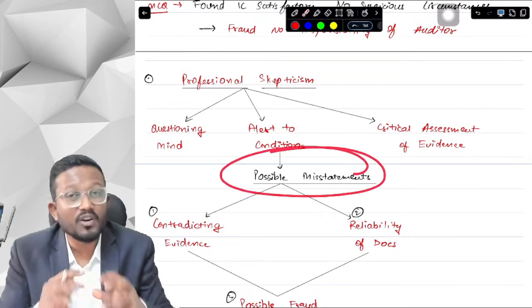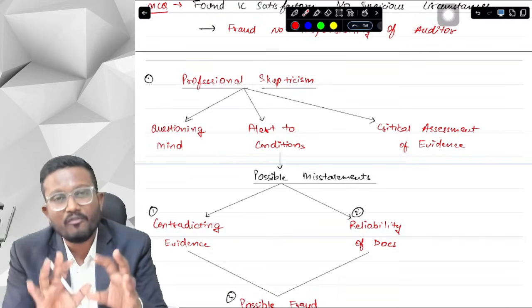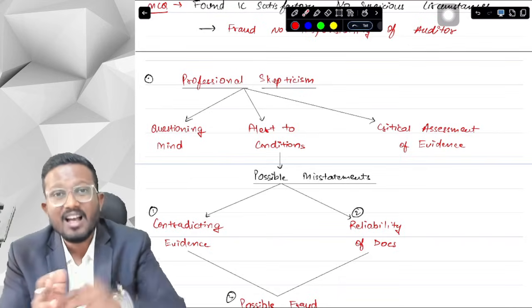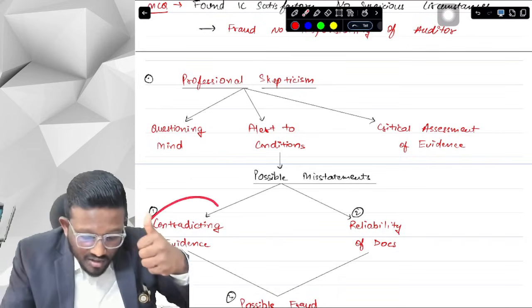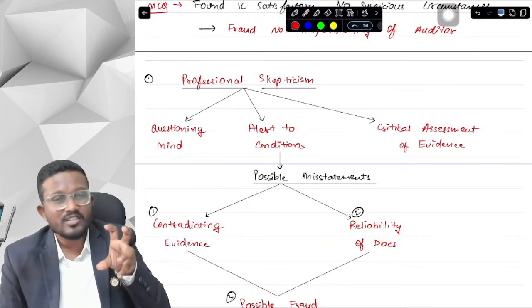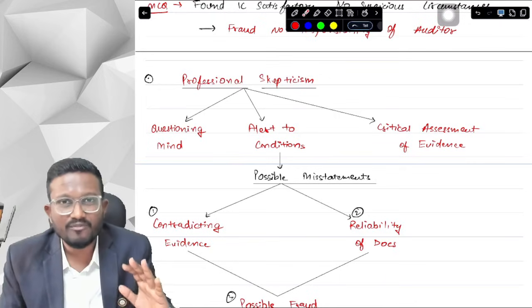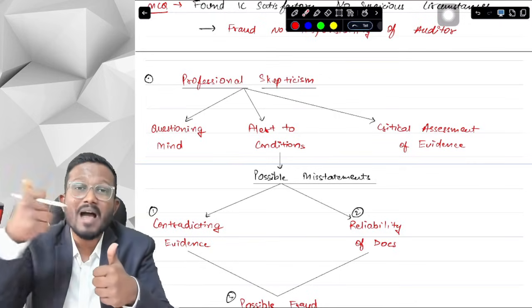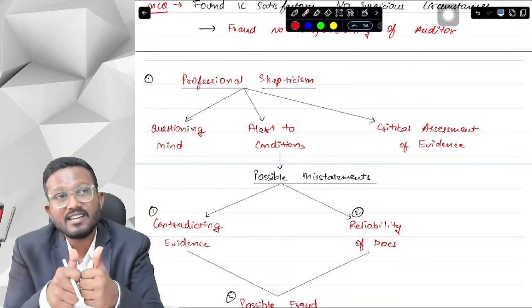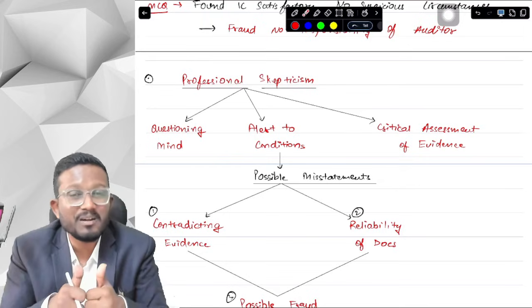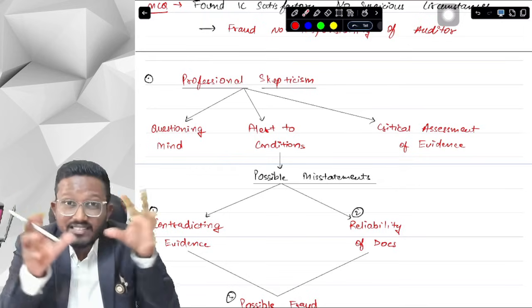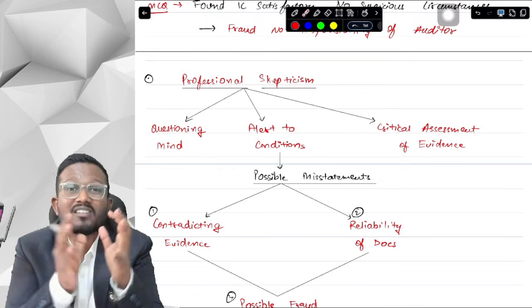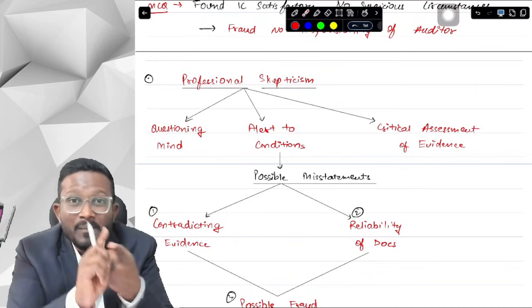What are the indications of possible misstatement? Where can we say that there is a possible misstatement? When the audit evidence is contradicting. You obtain audit evidence: you have sent the bank confirmation, and the bank says that the balance is 1 crore as on 31st March, while the bank statement that you have received from the client says that the bank balance on 31st March is 2 crores. So the evidence that you have received from two sources is contradicting each other. It means there can be a misstatement.